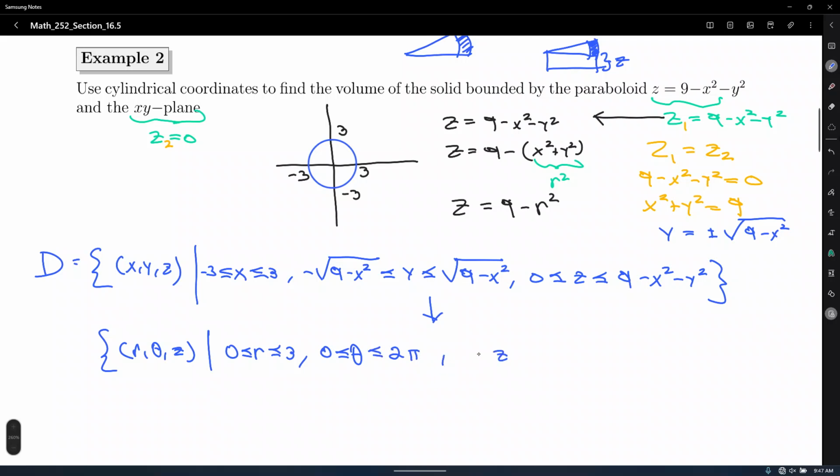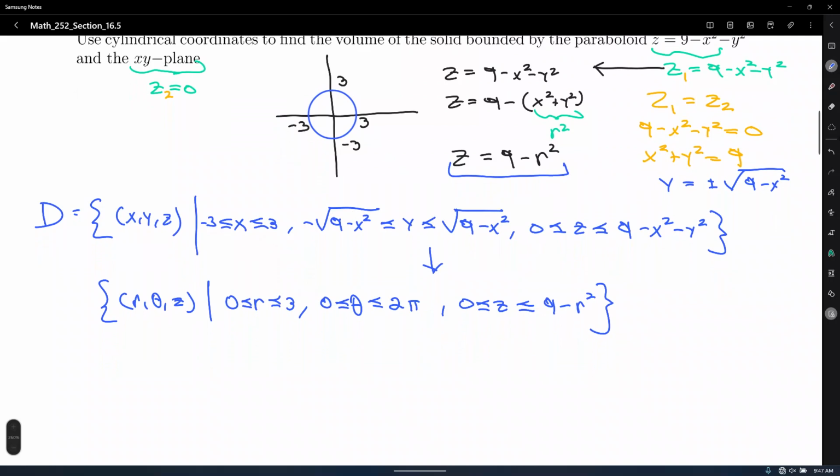And for z, well, it's bounded below by 0. That's the xy plane, z equals 0. And it's bounded above by the paraboloid. However, I'm not going to write the paraboloid as 9 minus x squared minus y squared. Instead, I'm going to write the paraboloid as 9 minus r squared, the equation represented with polar coordinates. And we're ready to set up a triple integral in cylindrical coordinates that will calculate the volume inside, bounded above by the paraboloid and below by the xy plane.